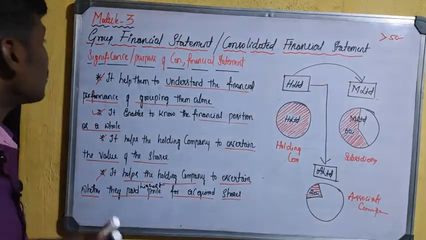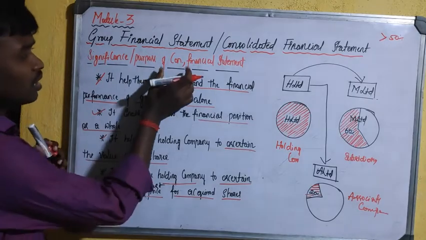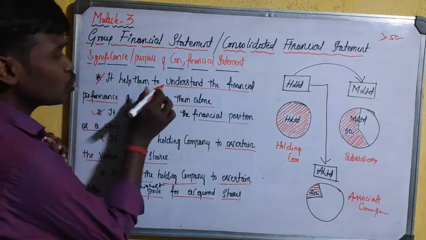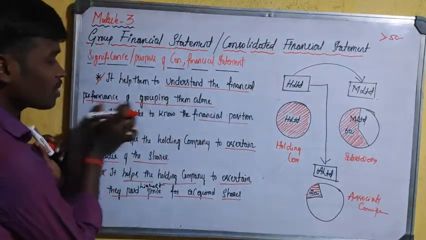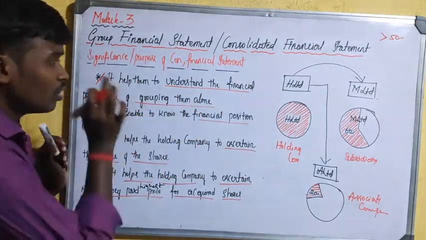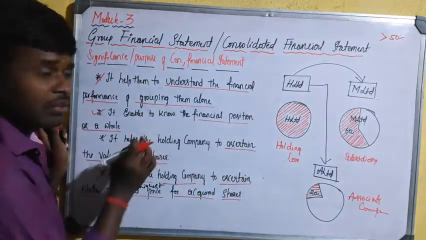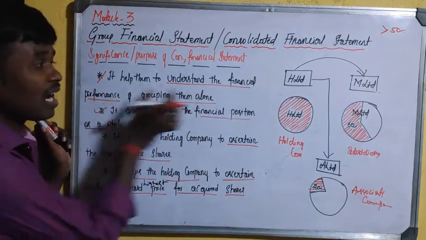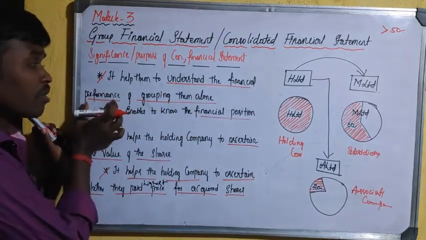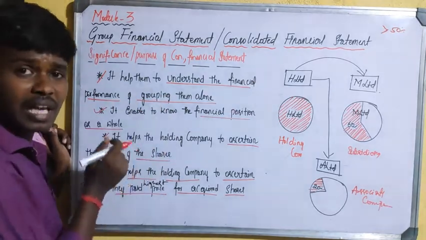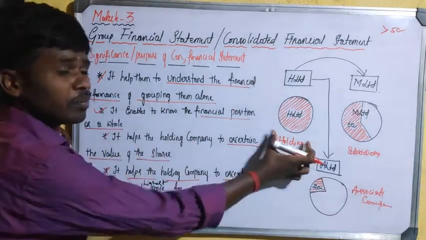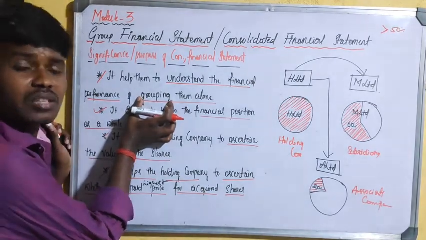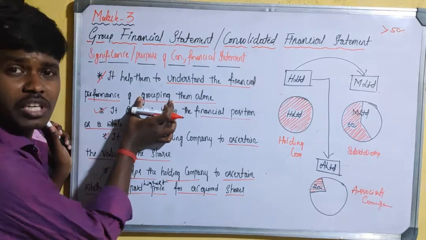First and foremost, preparing the consolidated financial statement helps the holding company to understand the financial performance of the group as a whole. Finally, the holding company gets the benefit of understanding the financial position or performance of the subsidiary company also, because the holding company groups the income statement or profit and loss account statement, cash flow statement and balance sheet.